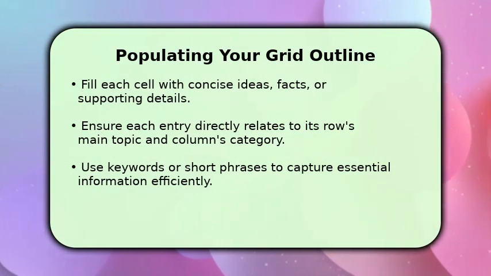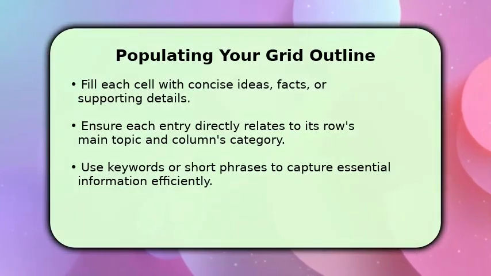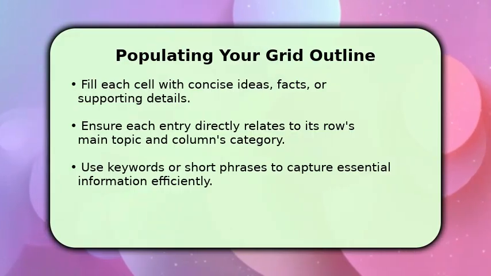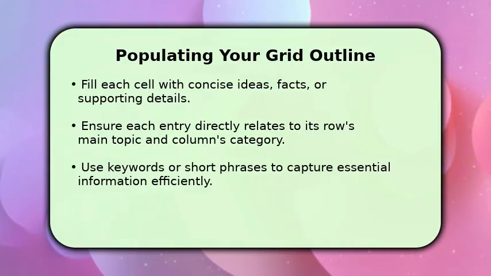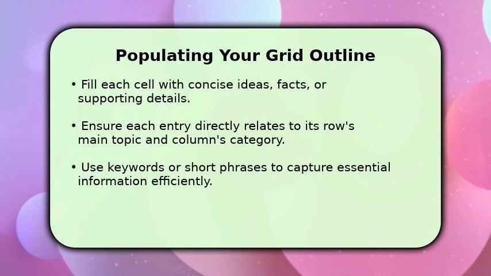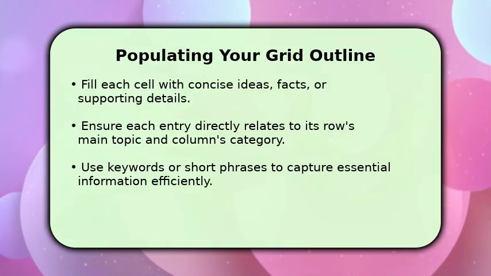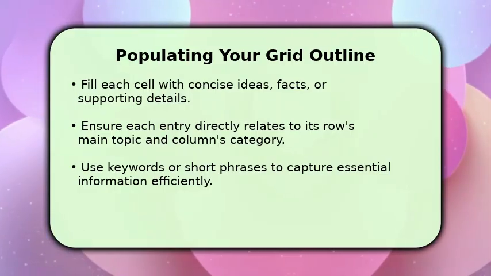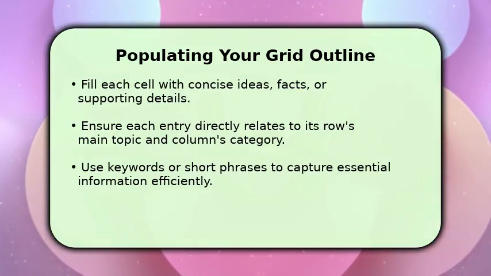Now, start filling in your grid. For each cell, jot down brief notes, keywords, or short phrases that represent a specific piece of information. Remember, each entry should align with both the main topic of its row and the category of its column. This structured approach helps you quickly identify gaps in your research or arguments.